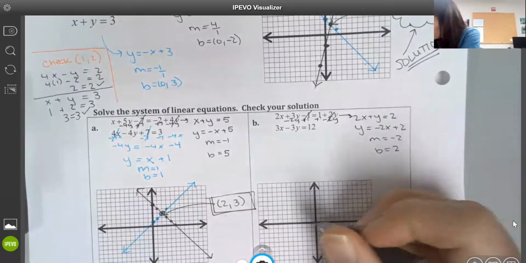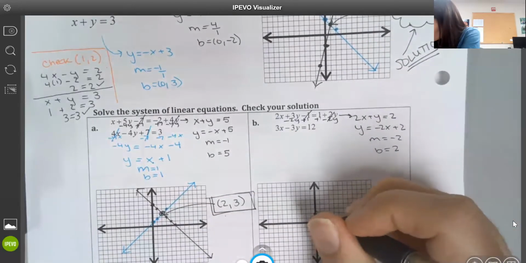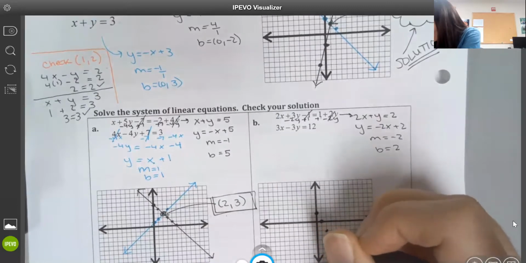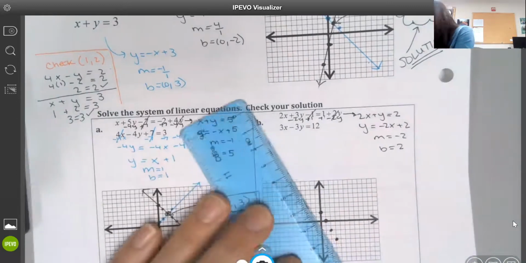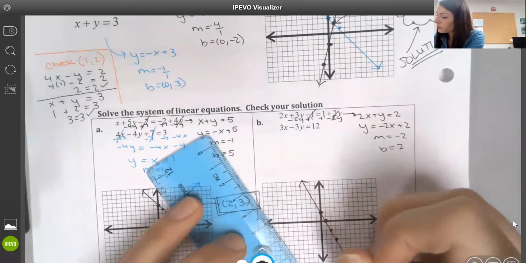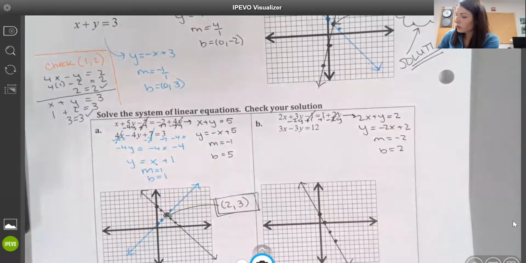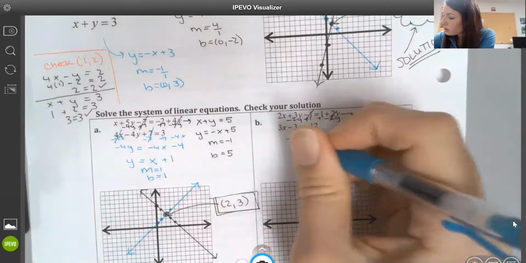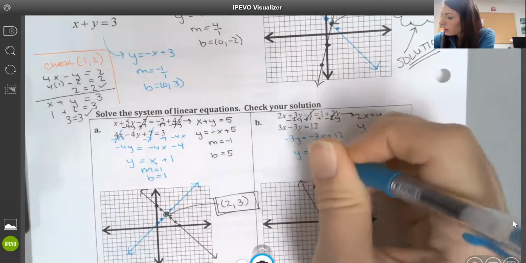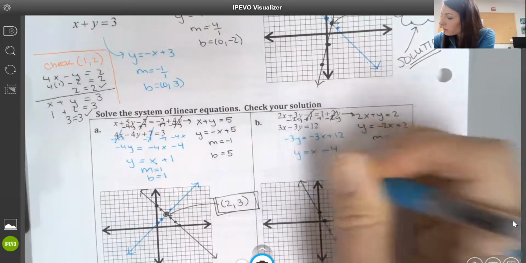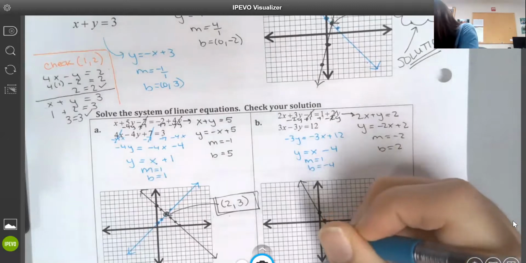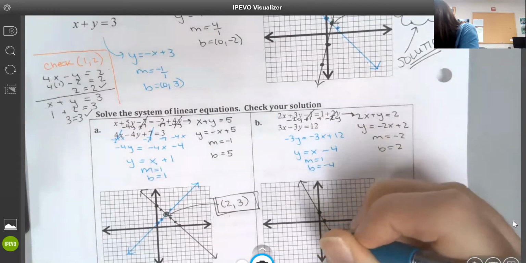So I go 0, 2, slope of negative 2, and get a few points just in case. Again, use a ruler to get a really accurate line. My other equation, I'm going to subtract 3x and then divide by negative 3. Slope of 1, y-intercept of negative 4. So 1, 2, 3, negative 4, slope of 1.